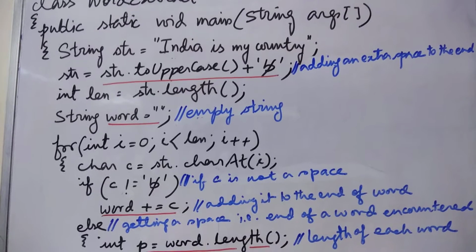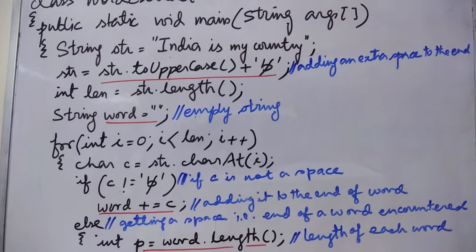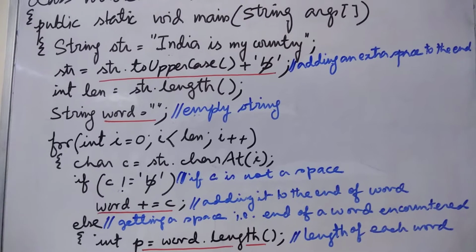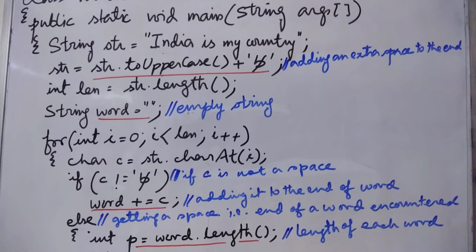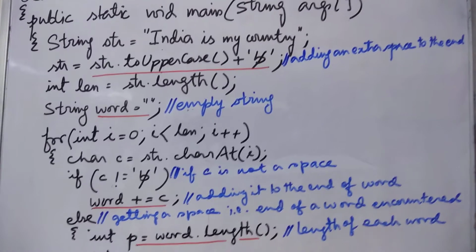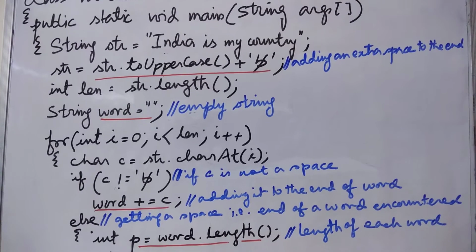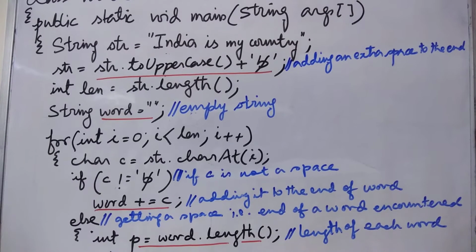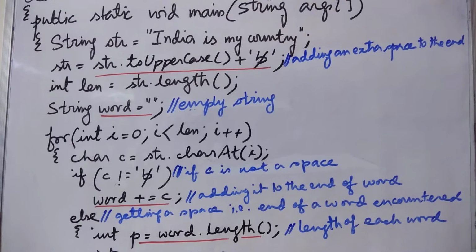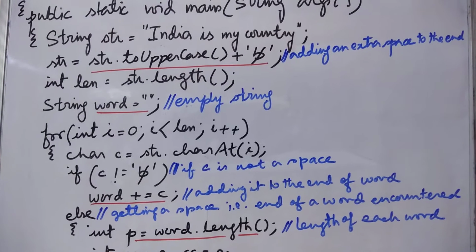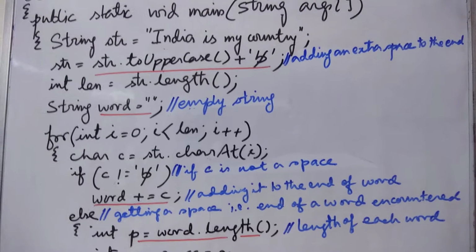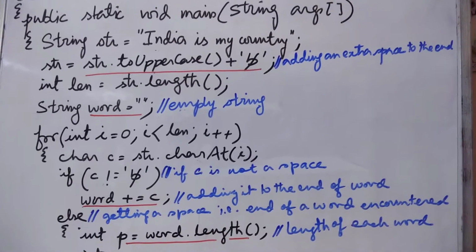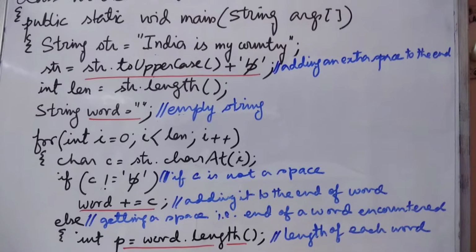And here you observe that I'm converting it to uppercase, so str.toUpperCase(), plus I'm adding one extra space at the end of the string. That makes each word end with a space. Now after adding the space, I'm taking the length of the string, len = str.length(). After that, I'm taking a new variable, String word, and you observe there are two opening and closing double quotes without any space. That means it is an empty string.